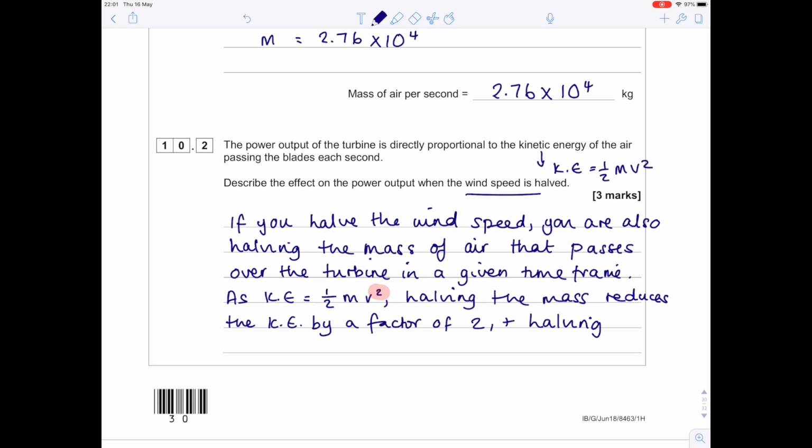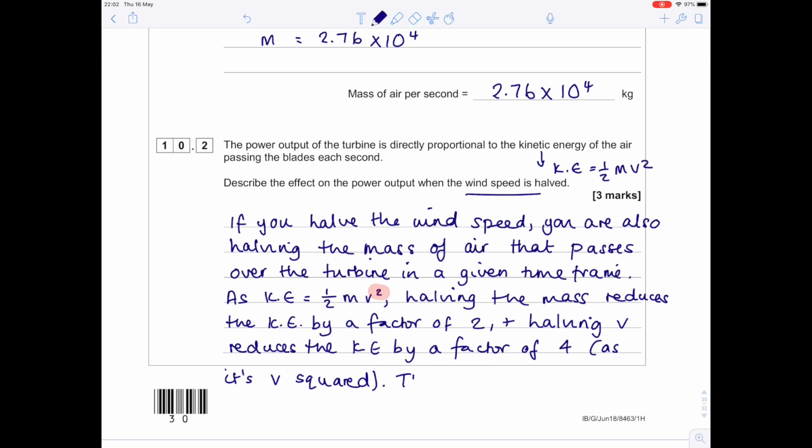I don't know how you're supposed to fit this all in. So our final point is to say that the total effect on kinetic energy is to reduce it by a factor of 8, which is, I'm sorry, crazy, but thank goodness it's not worth like 8 marks.